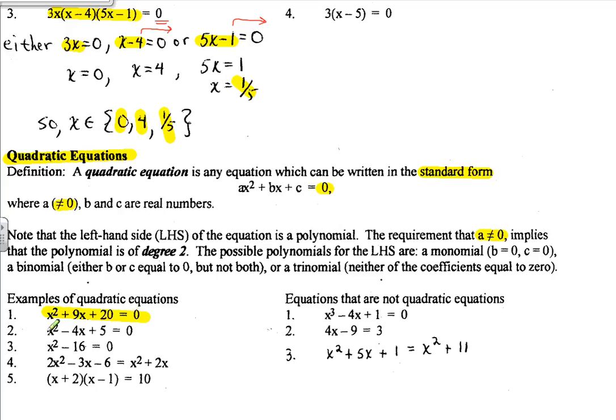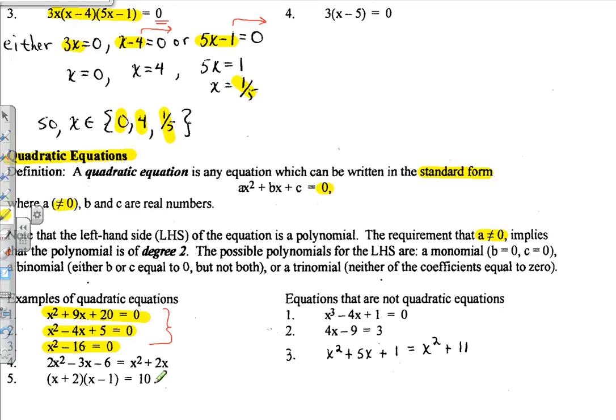Example number 2 is also a trinomial. Notice I got x squared minus 4x plus 5 equals 0. Both of these, in fact, the next one as well, these first three right here, these three right here are already in standard form. How do I know they're in standard form? Because the right-hand side is 0.